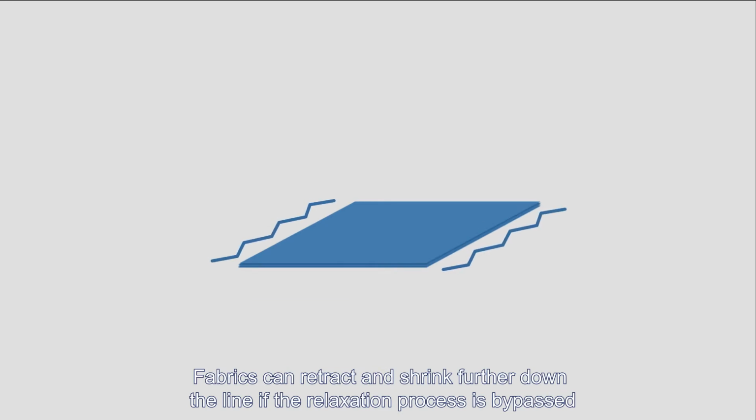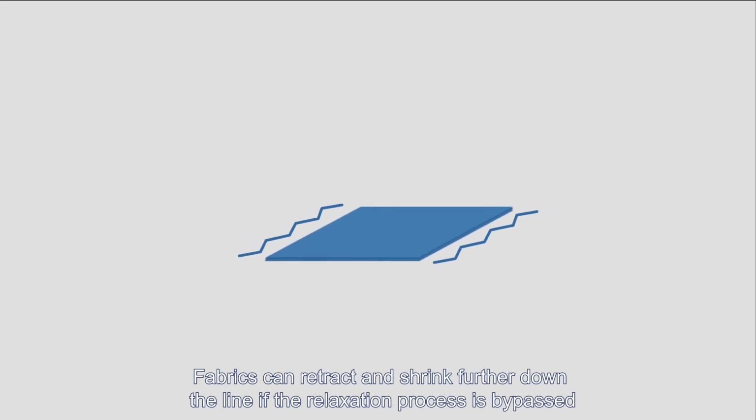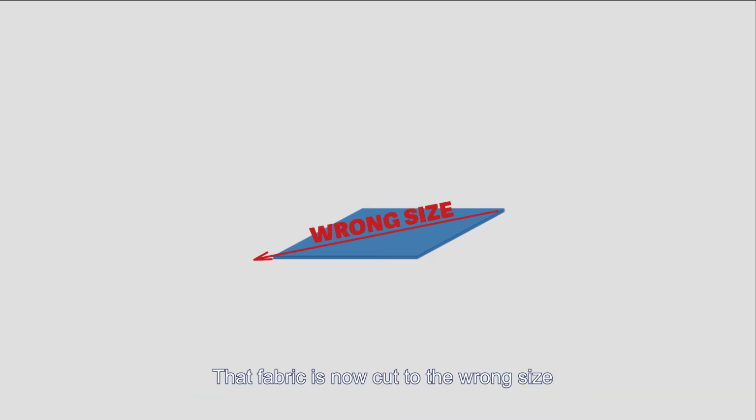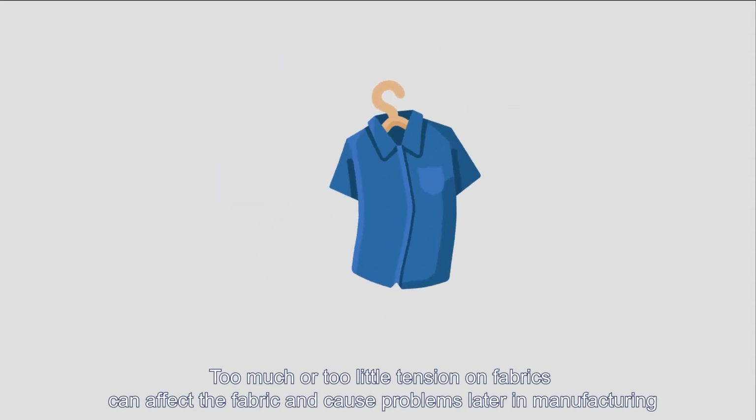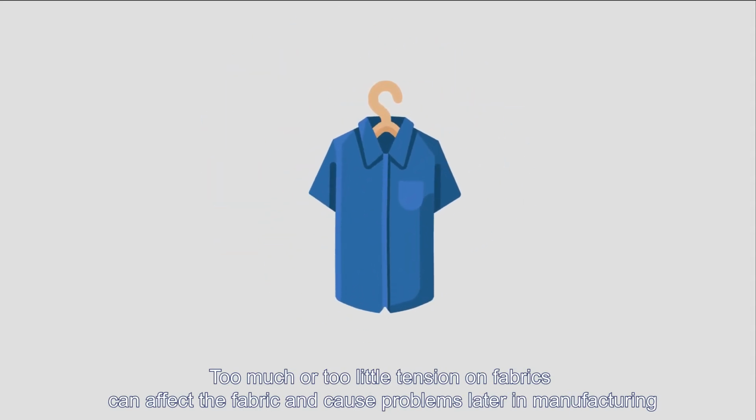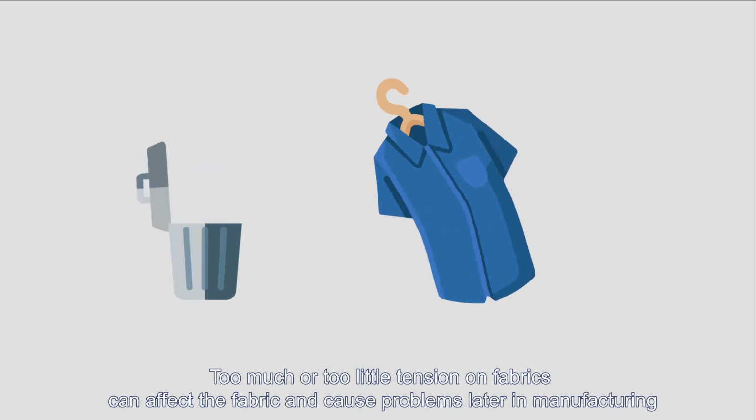Fabrics can retract and shrink further down the line if the relaxation process is bypassed. That fabric is now cut to the wrong size. Too much or too little tension on fabrics can affect the fabric and cause problems later in manufacturing.